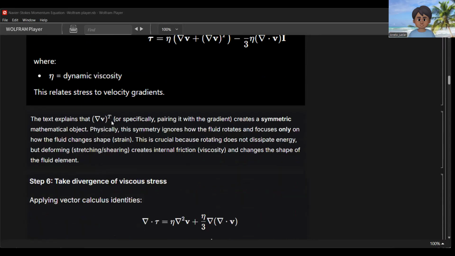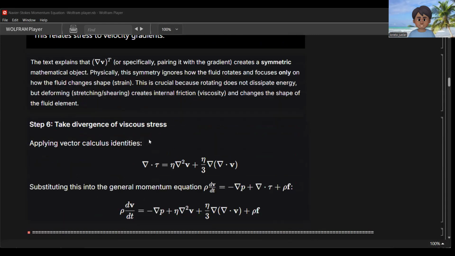The text explains that pairing the transpose of the gradient of V with the gradient writes symmetric mathematical objects. Basically, this symmetry ignores how the fluid rotates and focuses only on how the fluid changes shape. This is crucial because rotating does not dissipate energy, but deforming, stretching, or shearing creates internal friction, viscosity, and changes the shape of the fluid element.